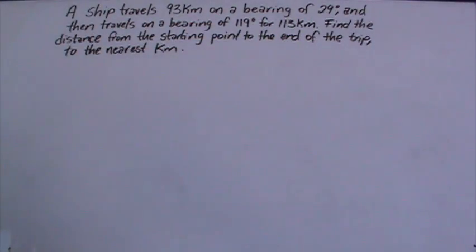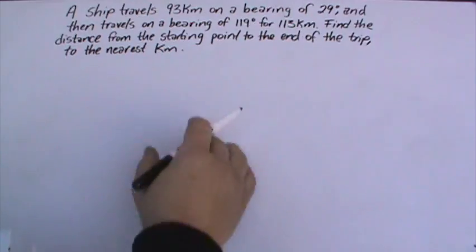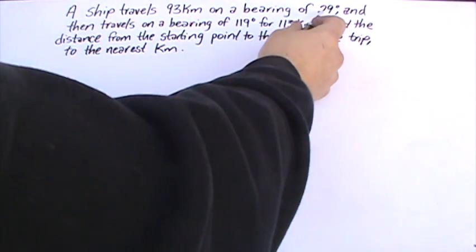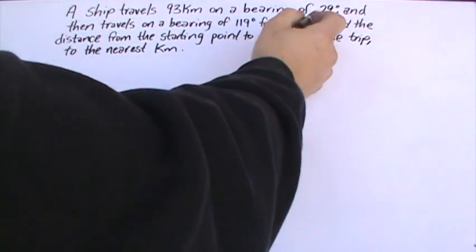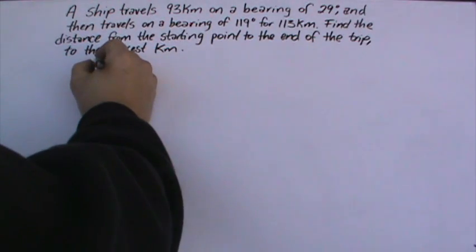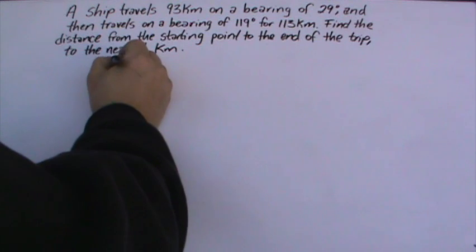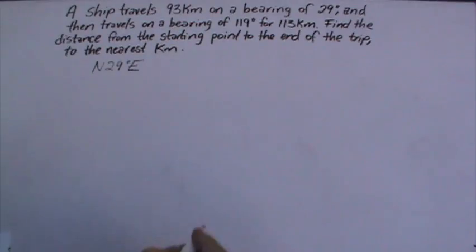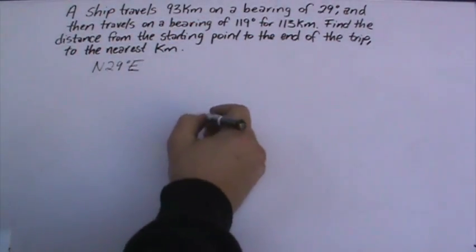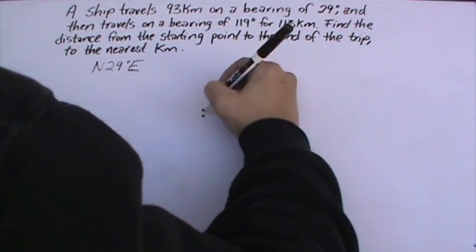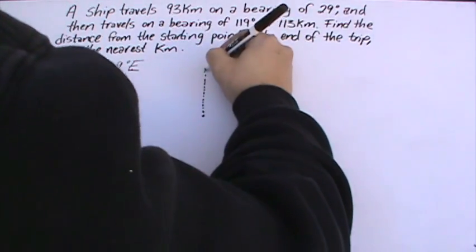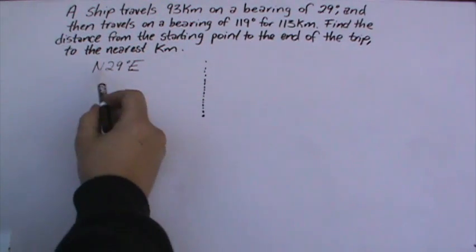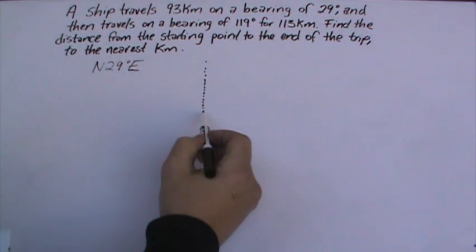Okay, so the first thing we have to do is try to draw what it's telling us here. If it doesn't say north, east, west, south, which way is it when it's just giving us a degree? Another way to think of it is northeast, so it's north 29 degrees east. First thing we want to do is draw a little dotted line, and this is not the path where we're going. This is just telling us it's going north and then east.